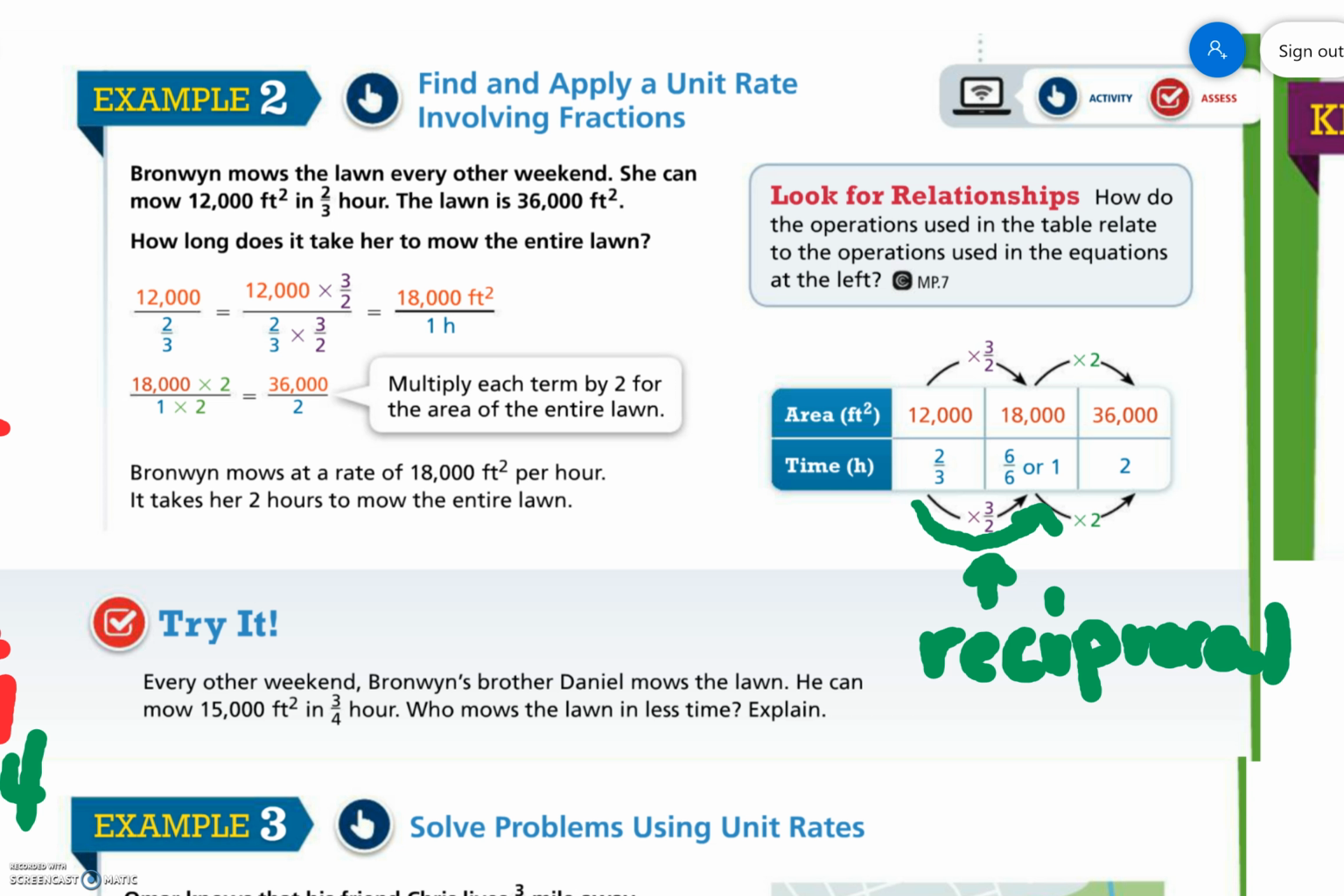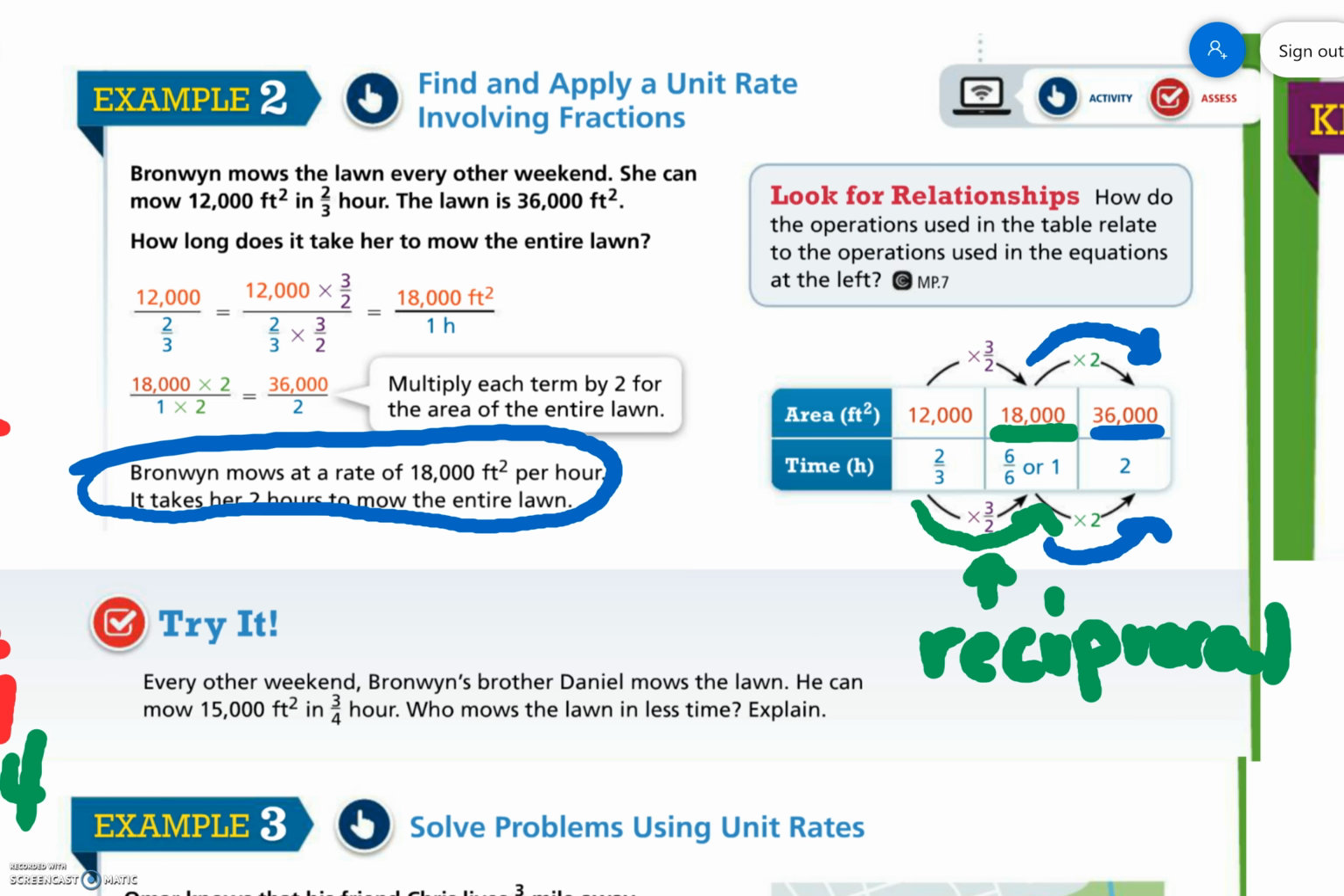Okay. Then once we find out that she can do 18,000 in 1 hour, we want to know how long it would take her to get to 36,000. So we know 18,000 times 2 equals 36,000. So we multiply the bottom by 2. So it's going to take her 2 hours to mow the entire lawn.